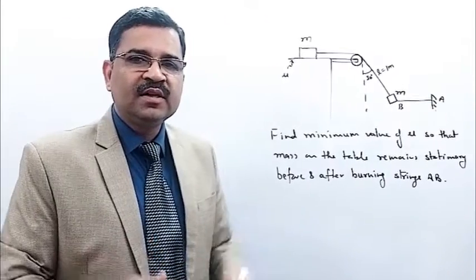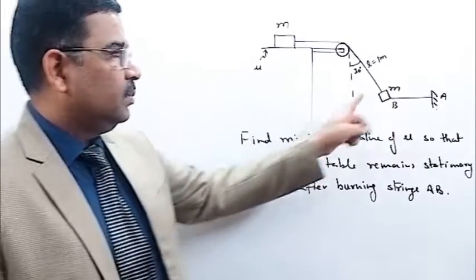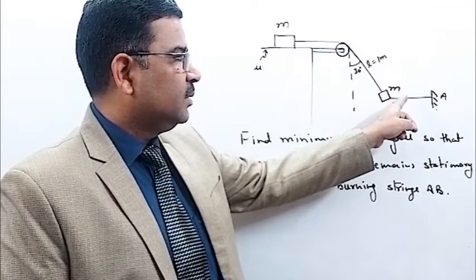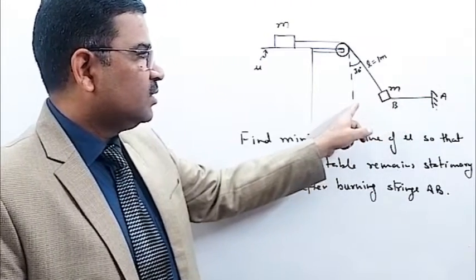Now students, to find the second value of mu, we should burn the string. When the string is burned, this mass will start following a circular path.